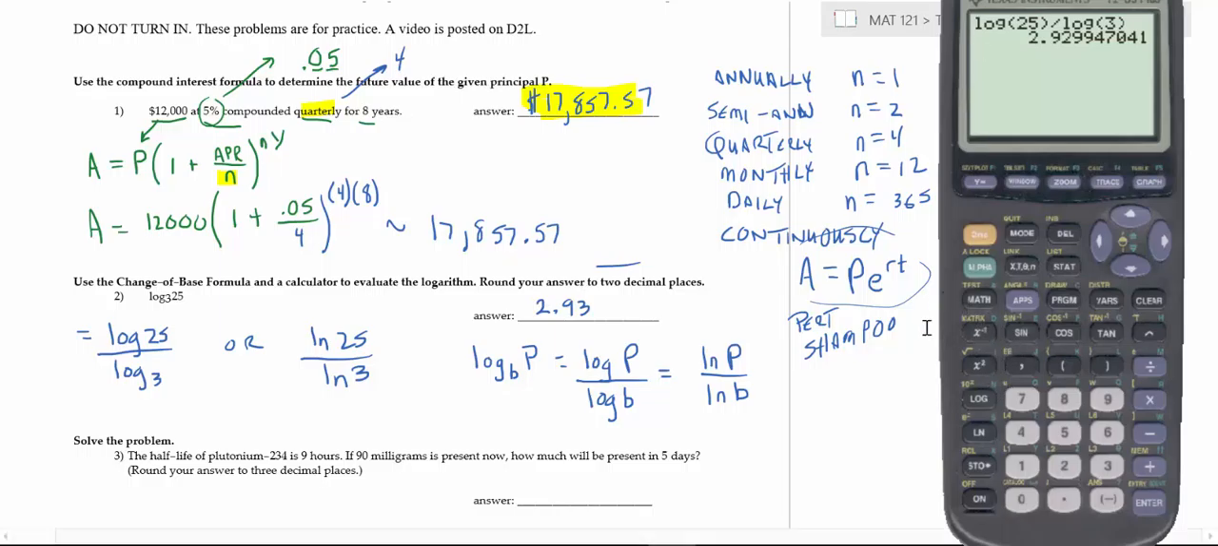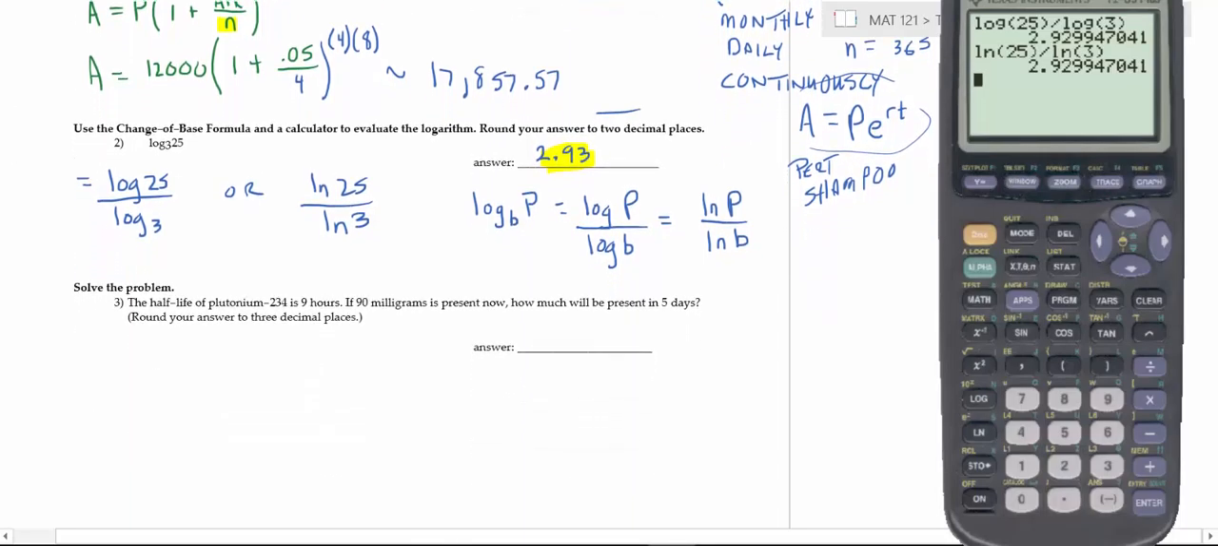Now notice if I do the natural log, if I go ln of 25 divided by ln of 3, I'm going to get exactly the same answer, so it doesn't matter which one of those things you do. Okay, so that's how that goes. Change of base formula is very simple to remember and very simple to do.